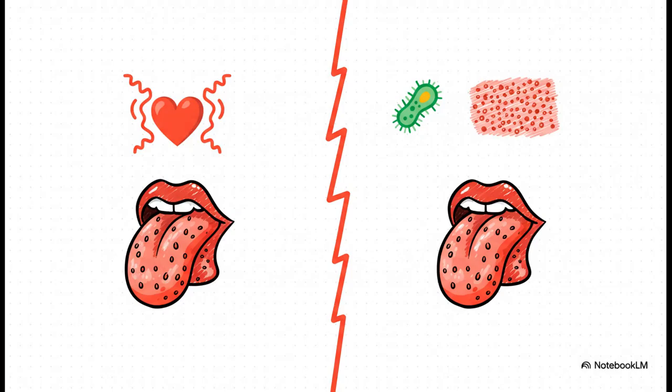Remember that strawberry tongue from Kawasaki disease? Well, it has a famous twin, scarlet fever. But as you can see here, the details matter a lot. Kawasaki is a serious inflammatory vasculitis. Scarlet fever, it's a bacterial infection from strep. The rashes are different. One feels like sandpaper.